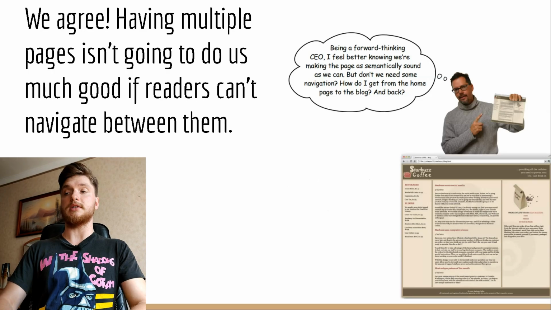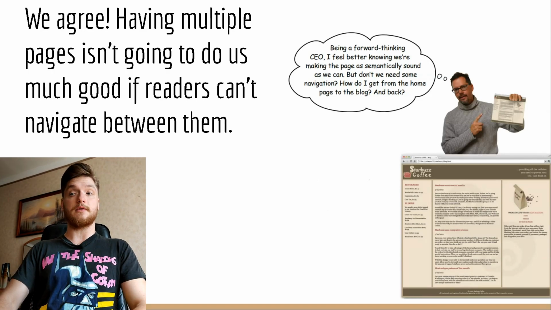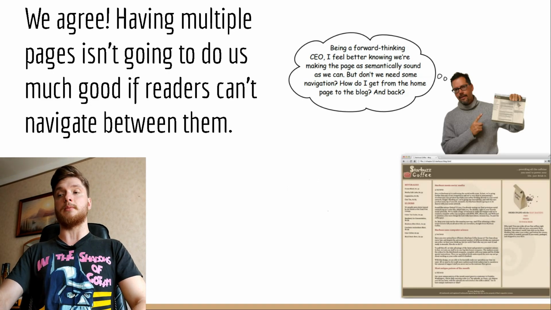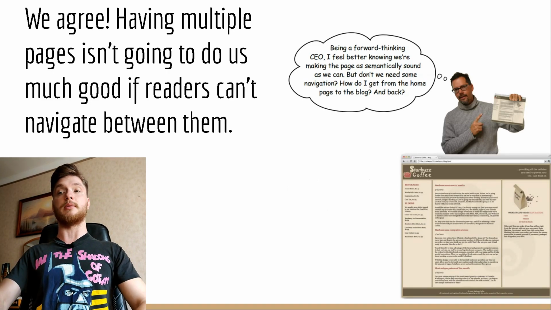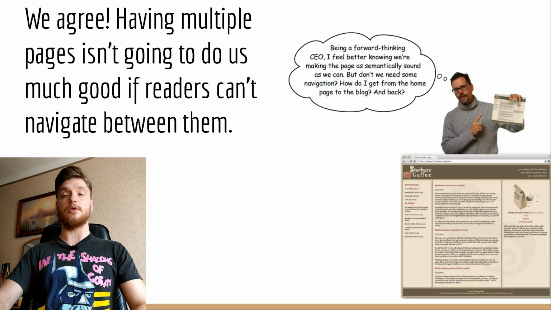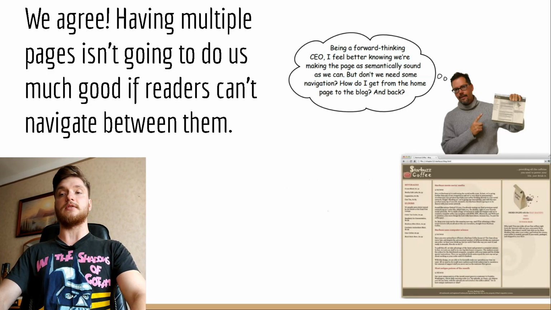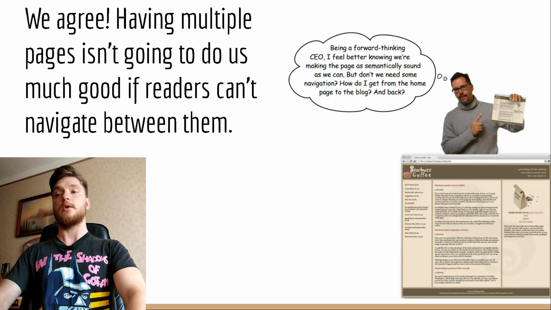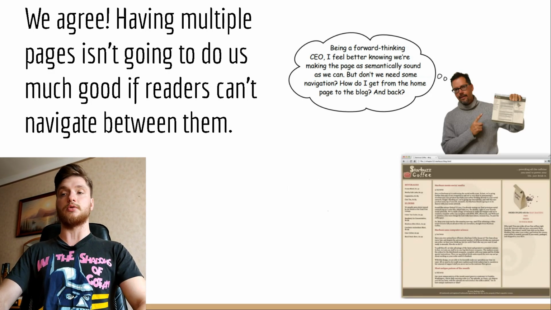I know we're making the page as semantically sound as we can, but don't we need some navigation? How do I get from the home page to the blog and back? We agree, having multiple pages isn't going to do as much good if readers can't navigate between them. And to create navigation for these pages, we are going to use some of the tools we already know about, namely a list and some anchor text. Let's see how that works.